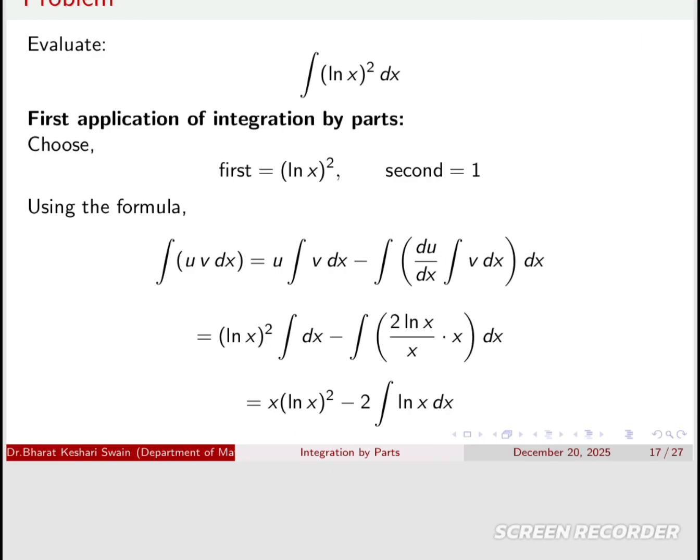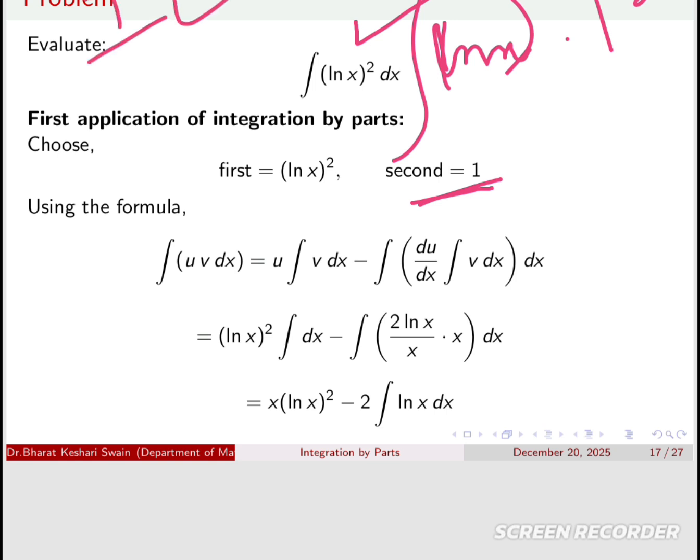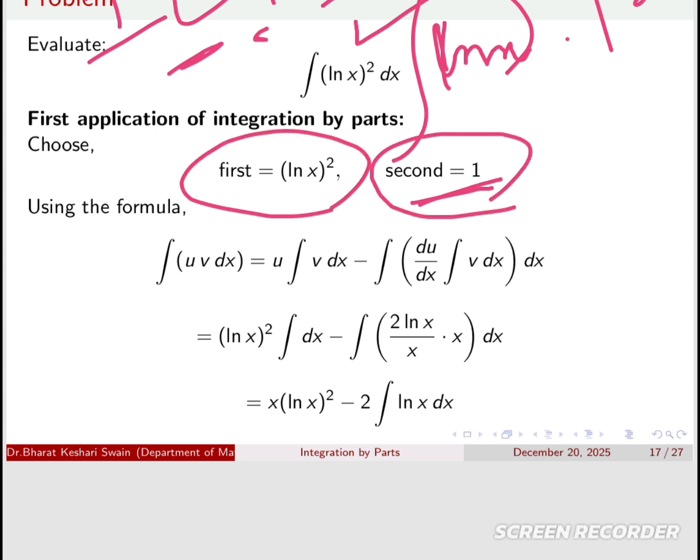This is also important: integration of ln x whole square. Ln x whole square is one function, and to use by parts, another function should be there, so we take this as 1, because we can write this as ln x whole square into 1 into dx. Therefore choose, because from ILATE we know that first logarithm, then algebraic. So this is your first function and 1 is your second function.